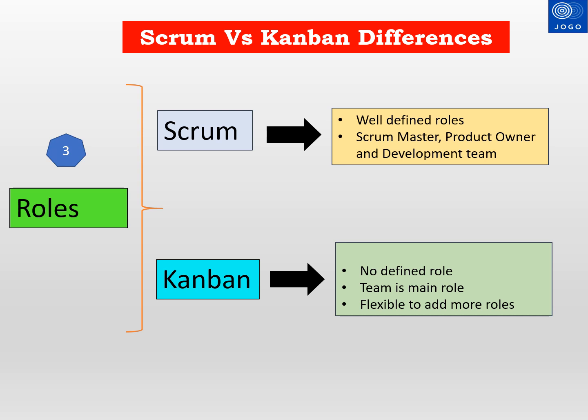The third comparison is based on the roles. Scrum has 3 defined roles, that are Scrum Master, Development Team and Product Owner. There is no defined roles in Kanban. Team is the main role and it's flexible to have other roles as well.